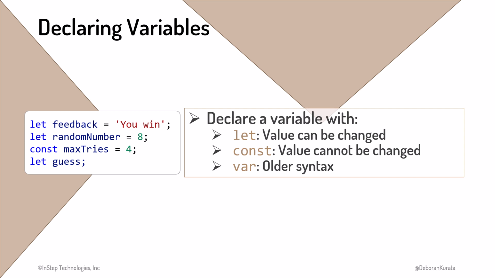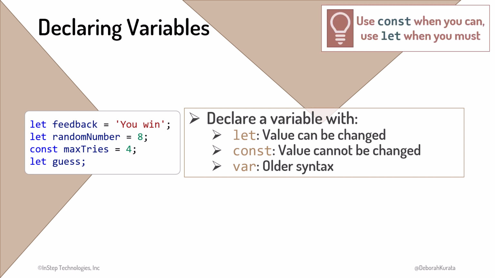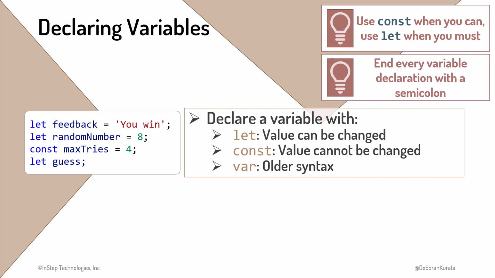Var also declares a variable we can change, but is an older syntax. The key differences between let and var will be clear later in this course when we discuss variable scope. One stated best practice is to use const when you can, and use let when you must. That means initially declaring every variable using const, and if you find you need to change its value, go back and change the declaration to let instead. You then have fewer places that code could accidentally change your data. And notice that every variable declaration ends with a semicolon.